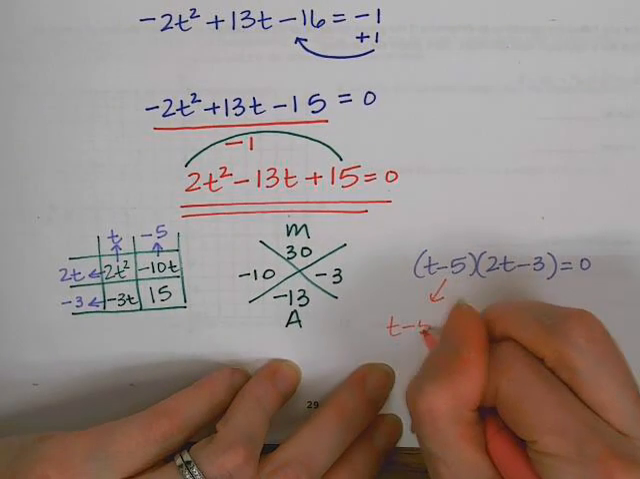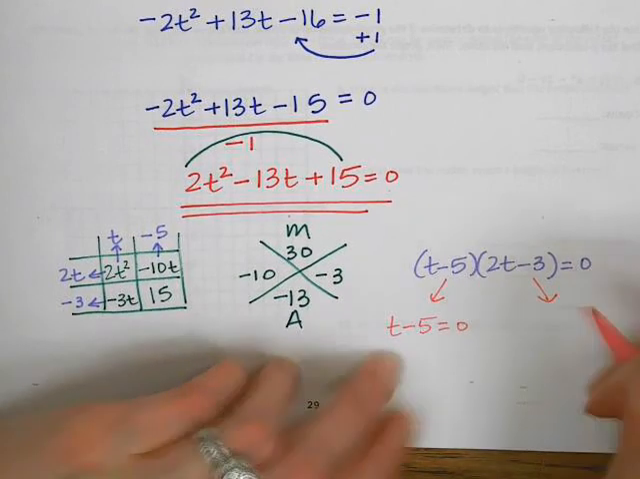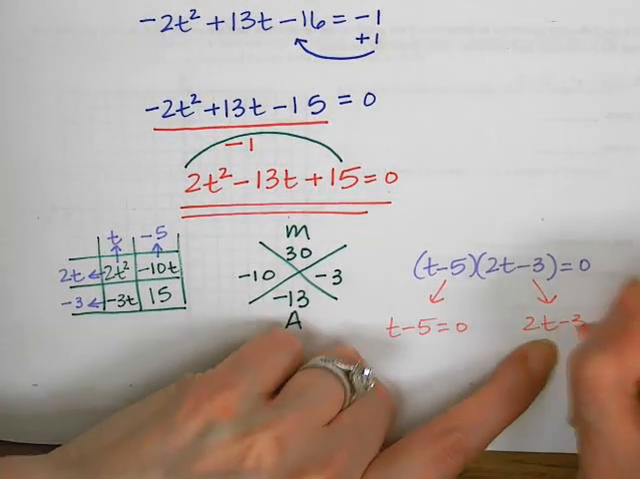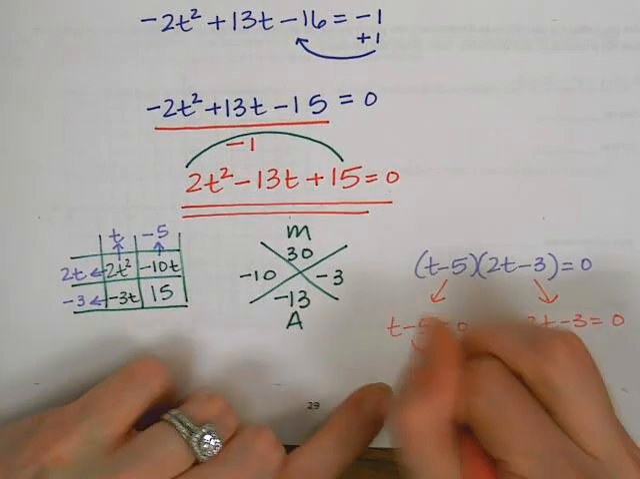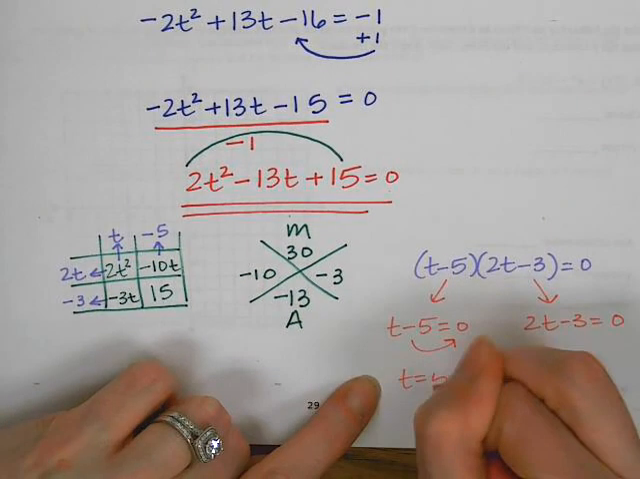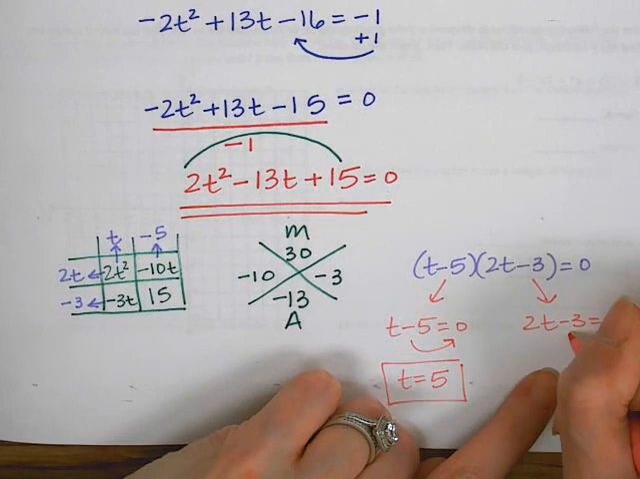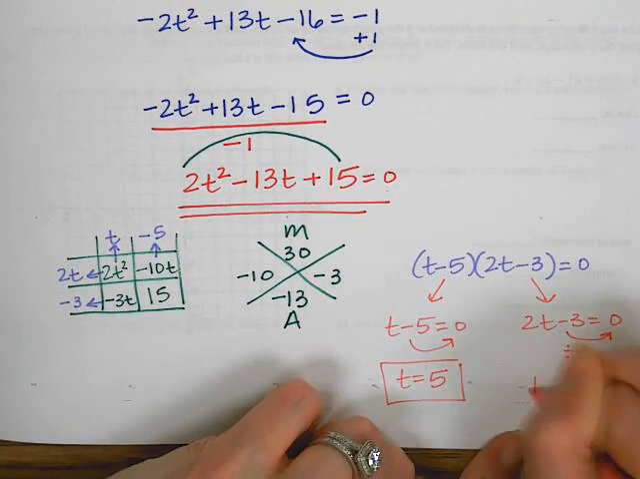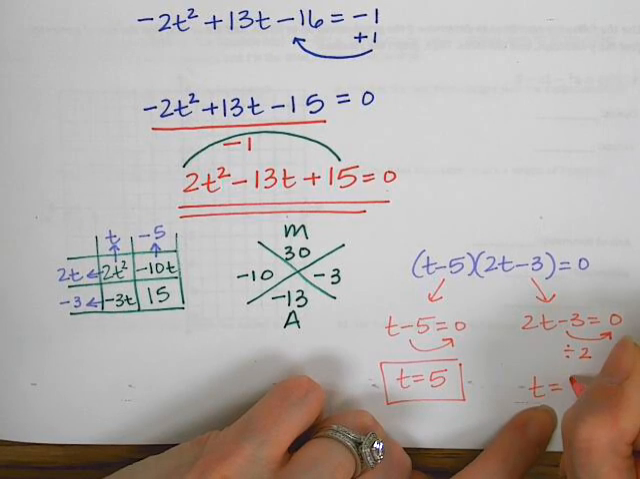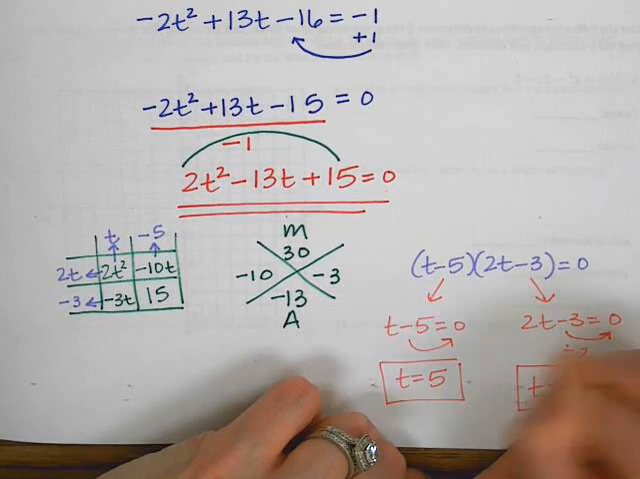This one, when does t minus 5 equal 0? And this one, when does 2t minus 3 equal 0? So if you add the 5 over, you get 5 seconds here. If you add the 3 over and then divide by 2, this one ends up being 3/2 or 1.5.